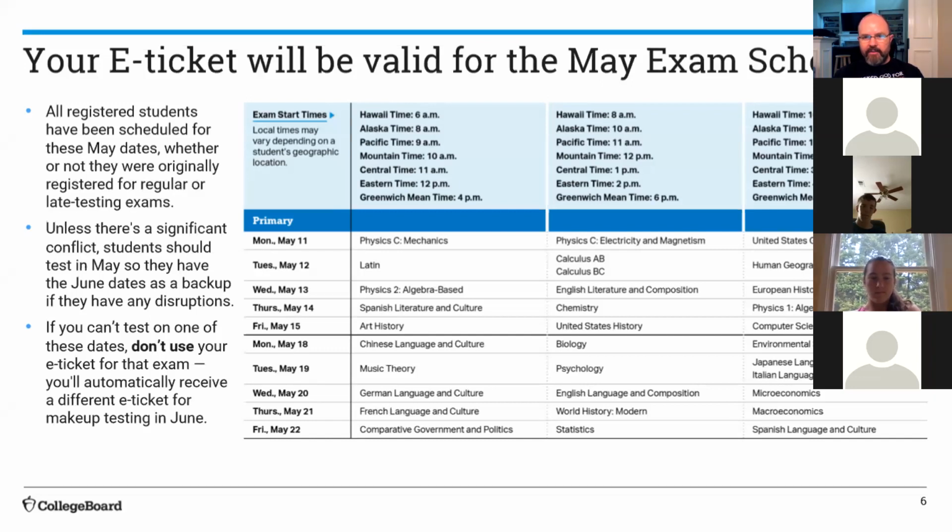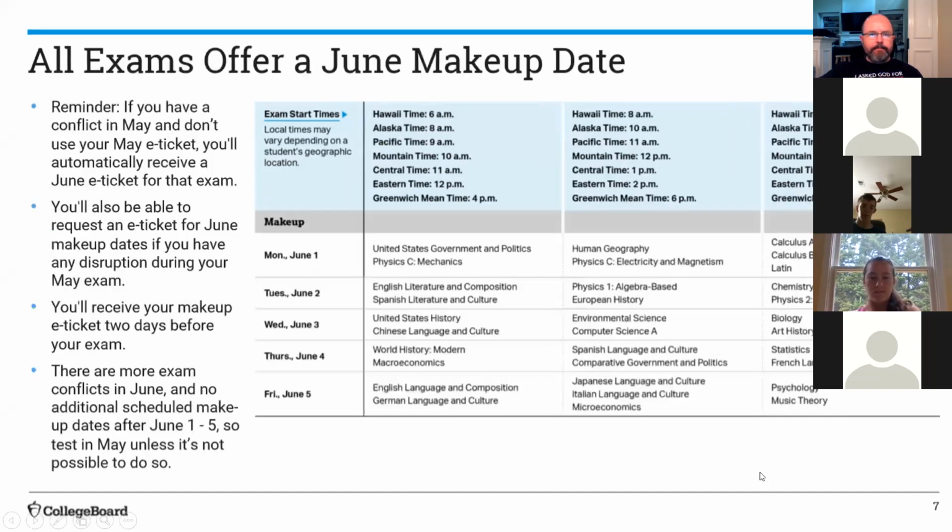The time for the AP Physics exam is Thursday, May 14th at 4 p.m. Eastern Time. That's listed here on this chart, and you can see all of the different exams and the dates. They set this up to minimize conflicts for students that are taking multiple exams, so there shouldn't be any conflicts. If there are, you may have to use the June date as your backup.